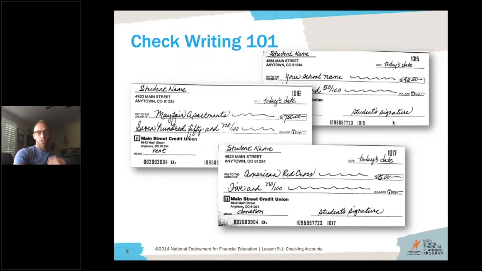That would work also. But to be safer, you could put 00 over 100 or no over 100, draw the line the rest of the way, and then you put down in the memo field what it's for and sign it. All right, it's pretty straightforward.